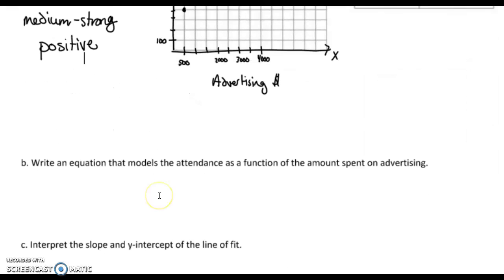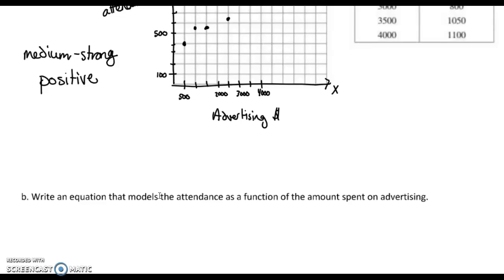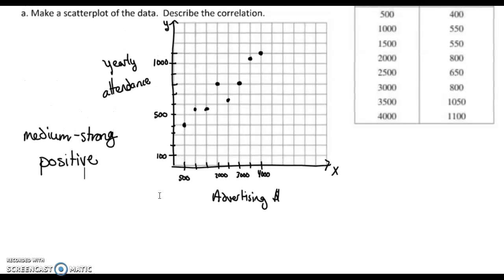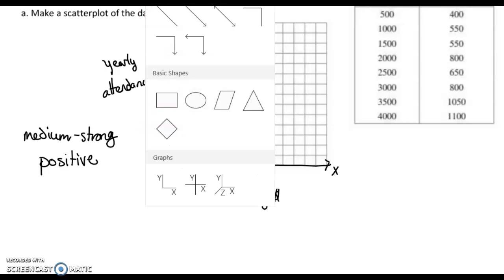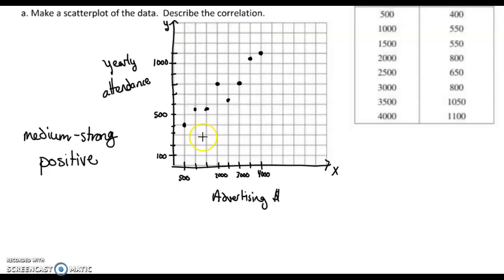It says, write an equation that models the attendance as a function of the amount spent. So you need an equation that goes through that line. It should have about the same number of points above and below, and it should go through generally in the middle. So you're going to take a ruler or a straight edge of some kind, and you're going to draw in a line. I'm going to wiggle mine around here. If I do it right here, I've got about 4 above and 4 below.